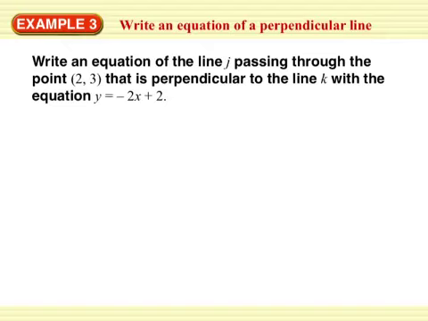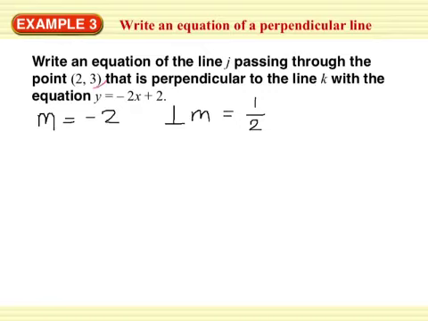Another example, write an equation of the line J passing through the point 2, 3 that is perpendicular to the line K with this equation. So first let's figure out the slope of this equation is negative 2. The perpendicular slope is opposite, which is positive, reciprocal, which is 1/2. So that's my perpendicular slope.